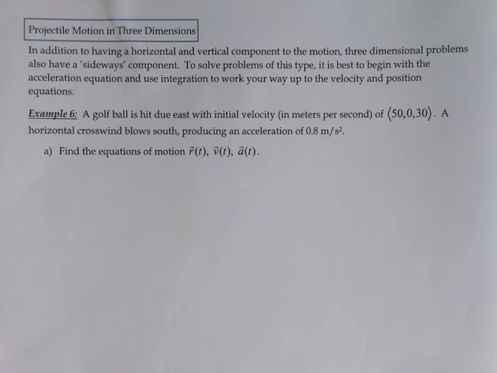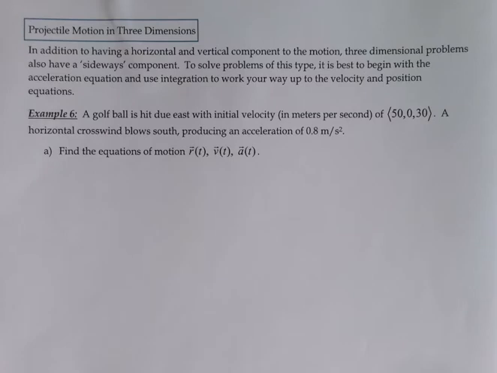We can no longer use those standard r of t formulas that we had derived last time because we're no longer in a situation where the only force is the force of gravity, right? So let's take a look at example 6. We have a golf ball that's hit due east. Initial velocity in meters per second is given by the vector 50, 0, 30. Then we also have a horizontal crosswind that's blowing south and producing an acceleration of 0.8 meters per second squared.